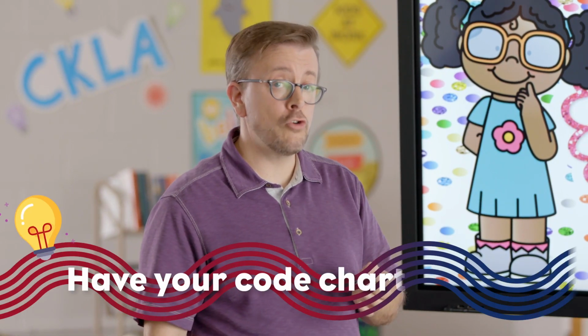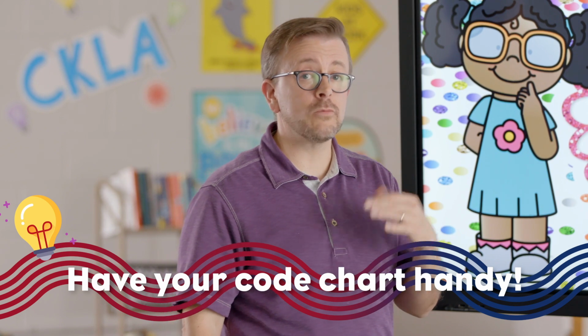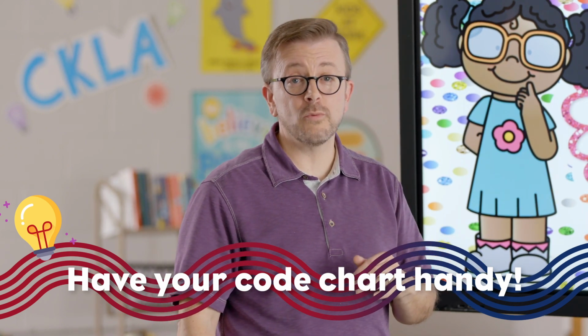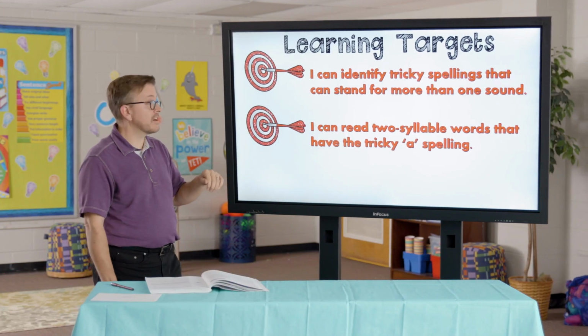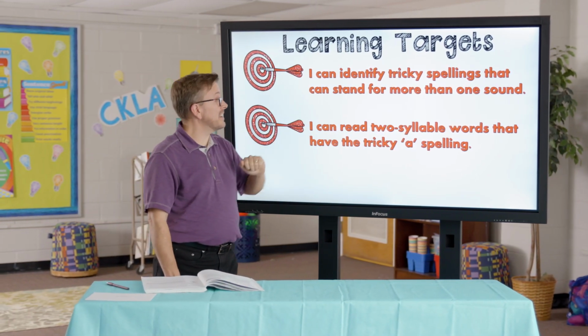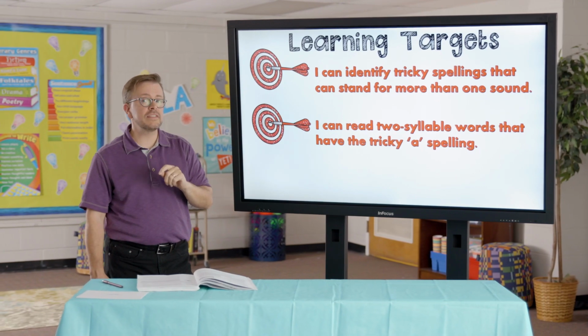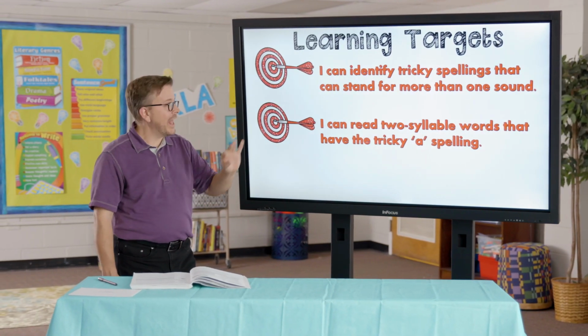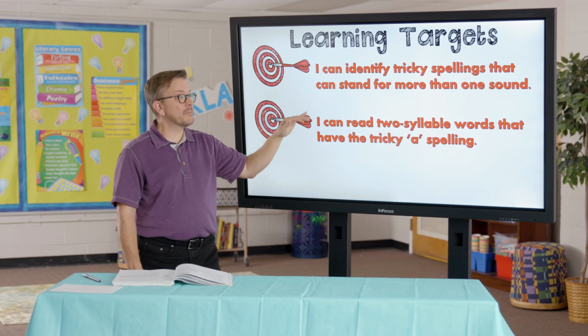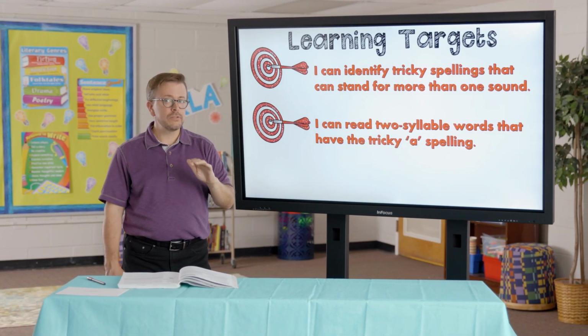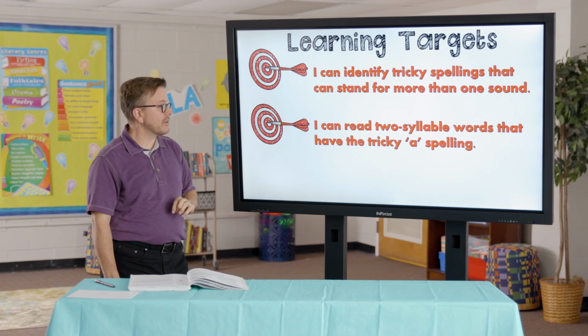So the things you're going to need today are basically your individual code chart just to have handy as we review some of those sounds that we've been using and learning about, okay? Let's start by looking at our learning targets. I can identify tricky spellings that can stand for more than one sound. Let me read that again carefully. I can identify tricky spellings that can stand for more than one sound. So we're going to have to pay attention to that very carefully on this one.